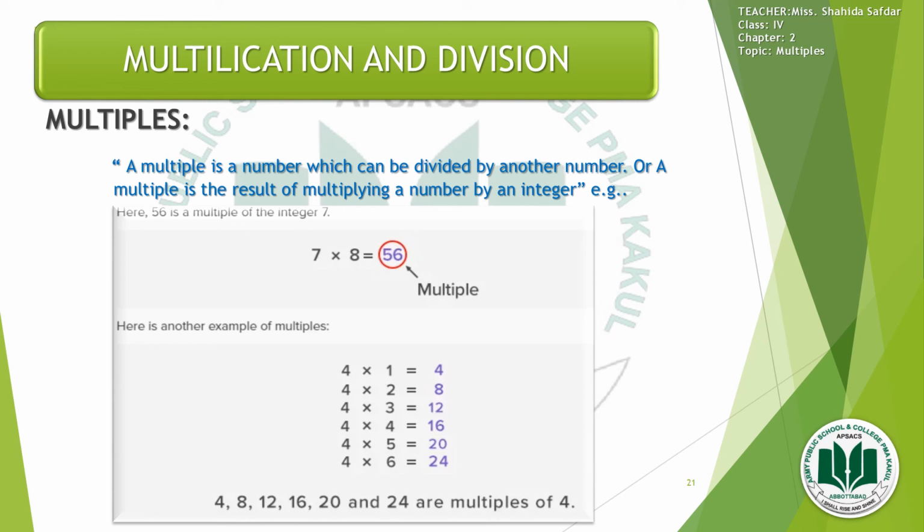Here is another example of multiples. 4 multiplied by 1 equals 4. 4 multiplied by 2 equals 8. 4 multiplied by 3 equals 12. 4 multiplied by 4 equals 16. When we multiply 4 with 5, that equals 20. And 4 multiplied by 6 equals 24. So, these are numbers that are multiples of 4. We can say all these numbers that are blue in color are the first 6 multiples of number 4.